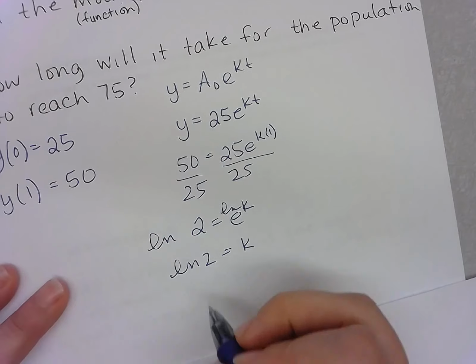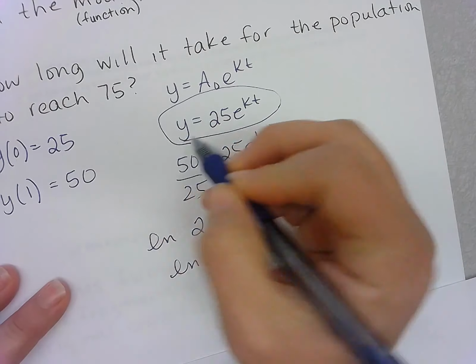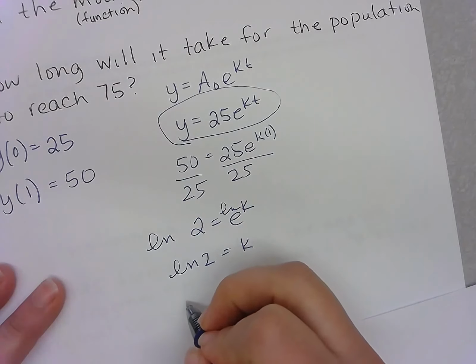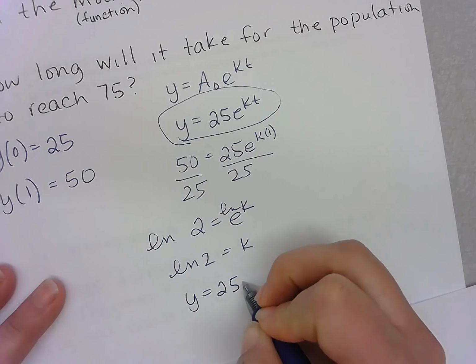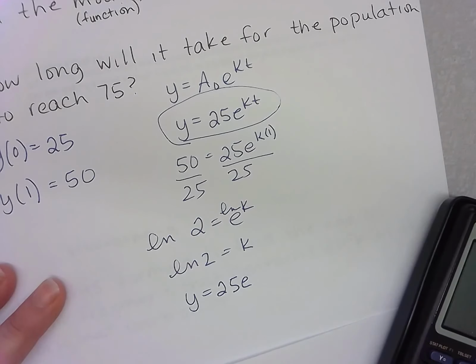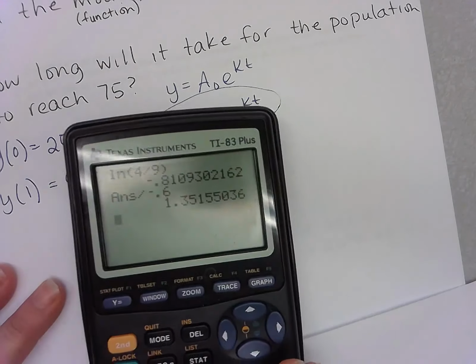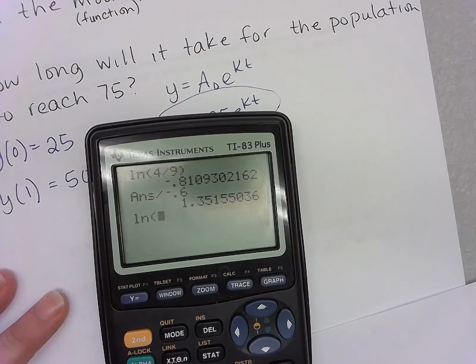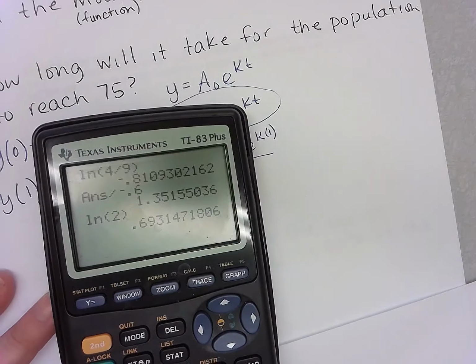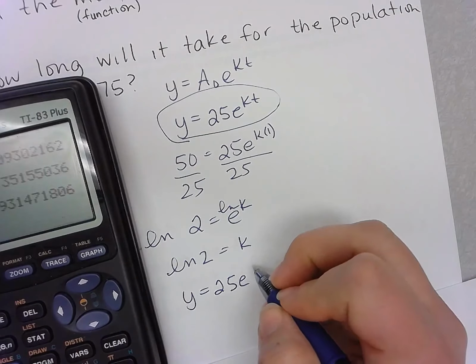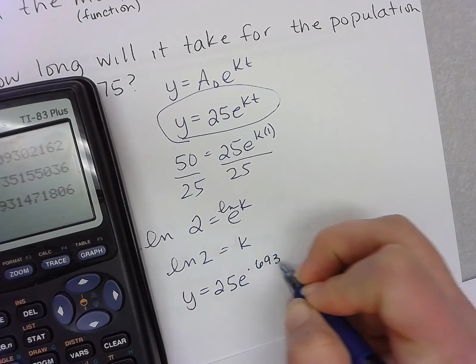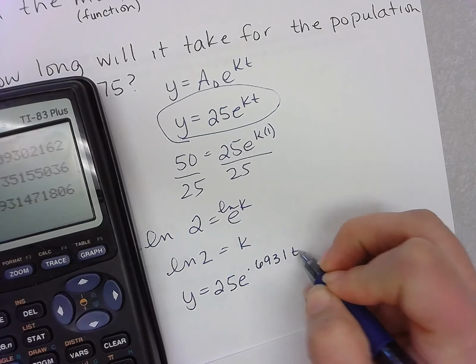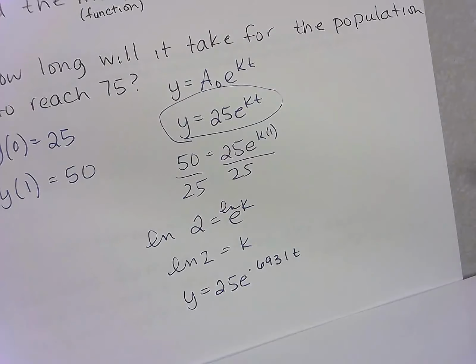So that gives us, I can now substitute the k in here. Okay, so then we have y equals 25 e to the, actually let's just, because we're going to need it in the next part, let's put in ln of 2 here. We're going to carry it out to multiple decimal points. So based upon this, I'm going to put e to the 0.6931 t. So then we can use that for our next thing.